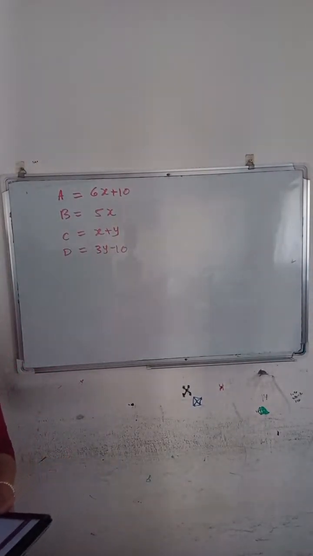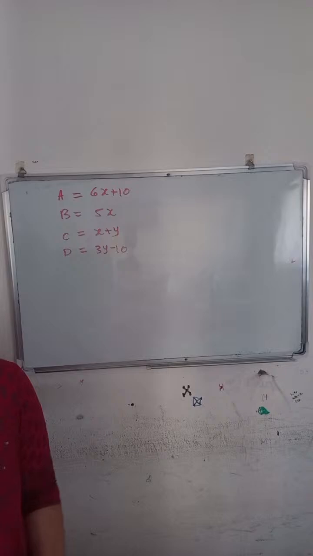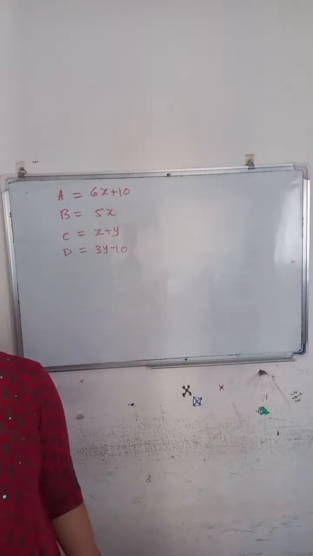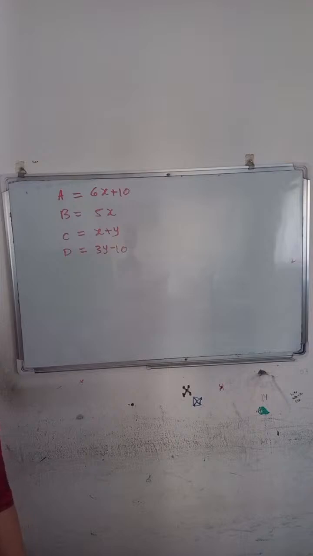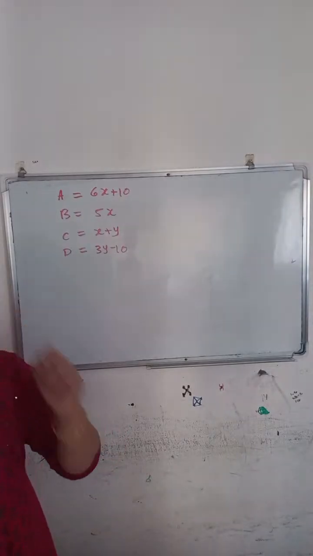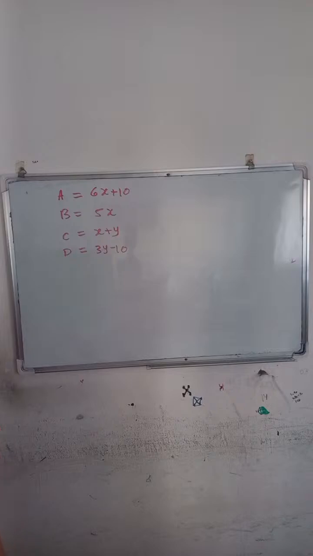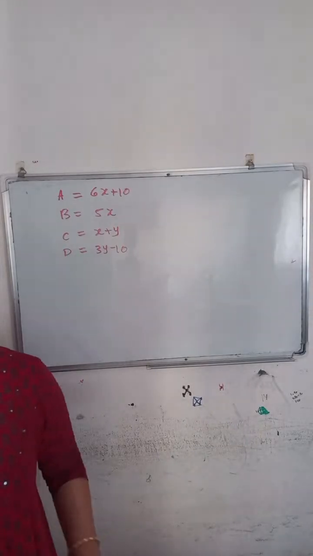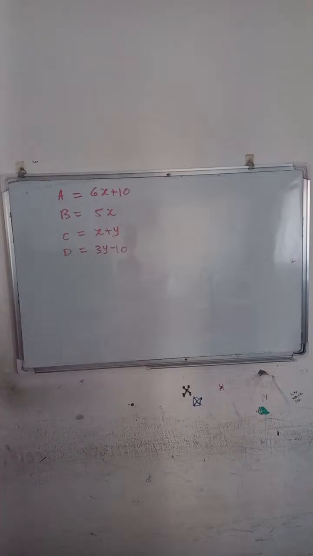Write down the options. Option 1: x is equal to 20 degrees and y is equal to 10 degrees. Option 2: x is equal to 20 and y is equal to 30. Third option: x is equal to 44 and y is equal to 15. Last option: x is equal to 15 and y is equal to 15. So these are the options.